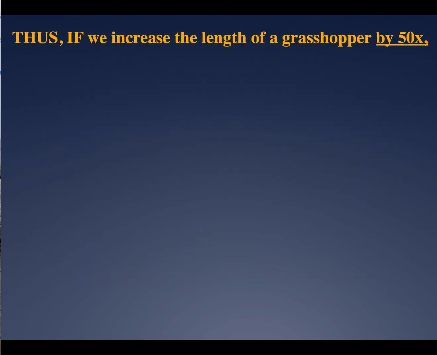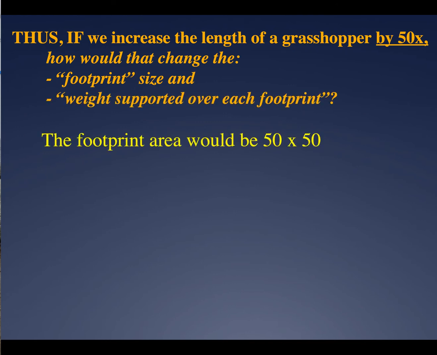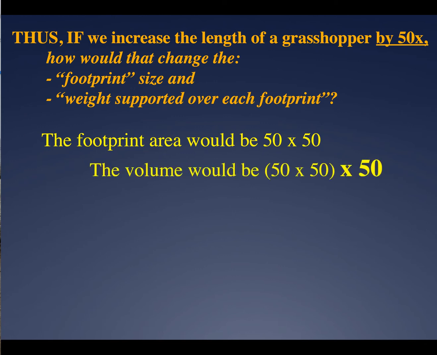Okay. So if we made a grasshopper as big as you, it would depend on the grasshopper, and it would depend on the size of you, but we could just say, for good rounded purposes, that a grasshopper would have to increase its length by 50 times. Okay? How would that change the footprint? So here is the simple formula: the footprint area would increase by 50 by 50, and the volume would increase by 50 by 50 by 50. So the volume would be 50 times greater than the area of the footprint, proportionally.